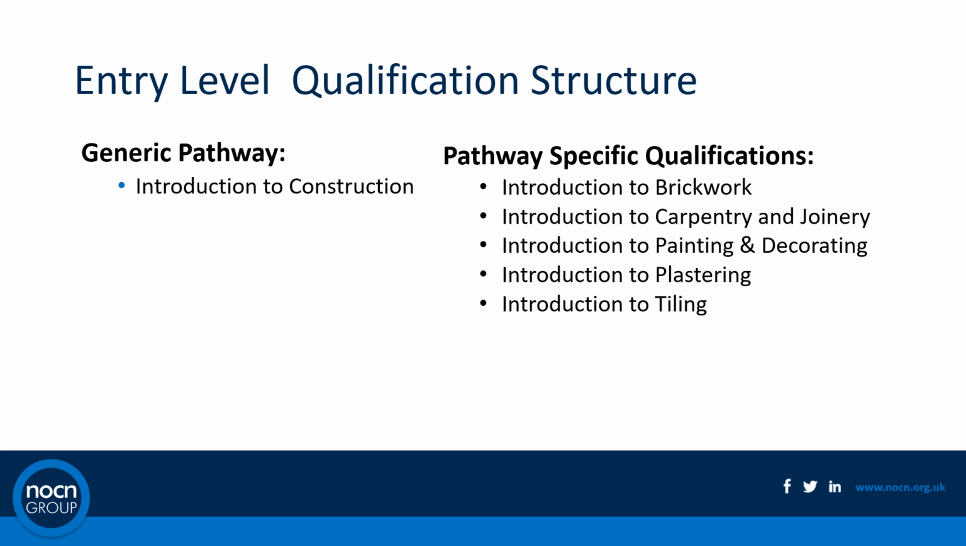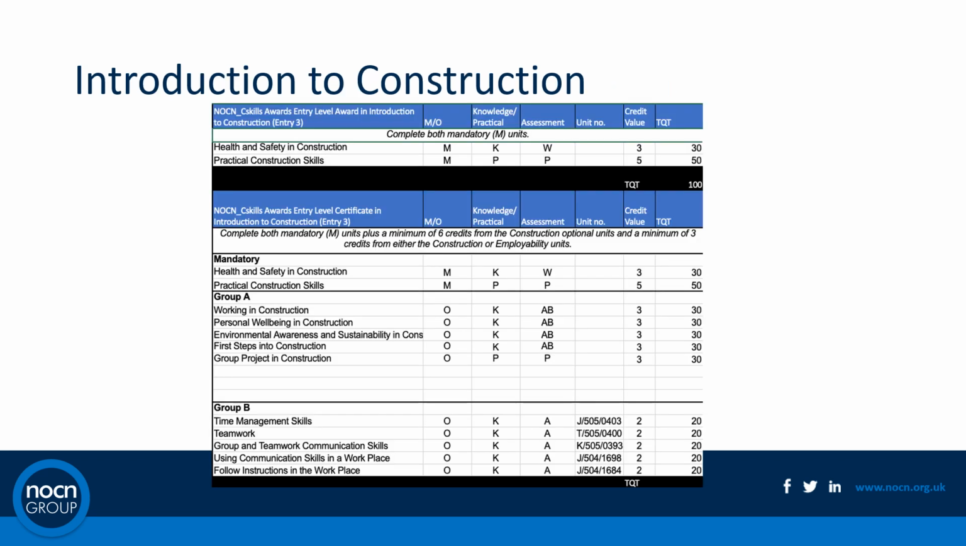Now, to give you an idea on the structure, this is looking at the Introduction to Construction, the entry 3 award. 2 mandatory units in that award. Health and safety in construction. We're embedding health and safety in every qualification we're doing. It is vitally important that we get this right, and I think if we can start them thinking about it at entry 3, by the time they get up to level 2, it becomes just common practice for them. Along with that, that's a 3 credit, 30 hours. Sorry, GLH that should be.